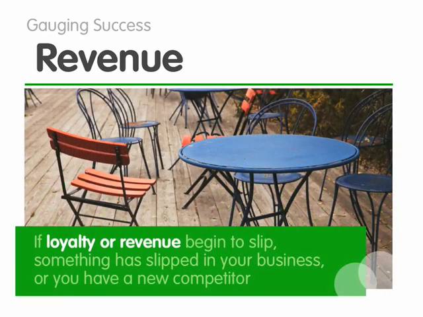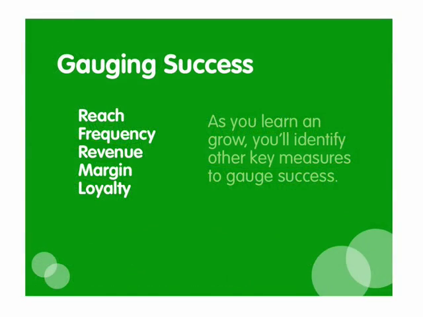Knowing how often your customers are buying can also be very useful from another perspective. If loyalty begins to slip and previously loyal customers aren't buying from you as often, this could mean that your service quality has slipped or that a competitor has stepped up their game and is taking your customers away. With these 5 essentials, reach, frequency, revenue, margin, and loyalty, you'll have the basic information to run your social enterprise effectively. As you learn and grow, you'll identify other key measures, some of which may be unique to your business.